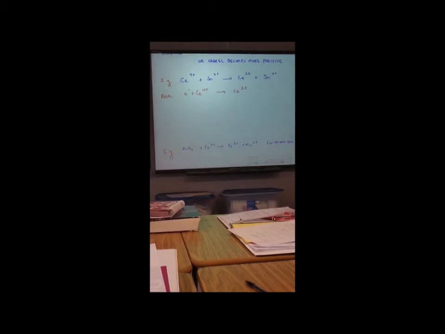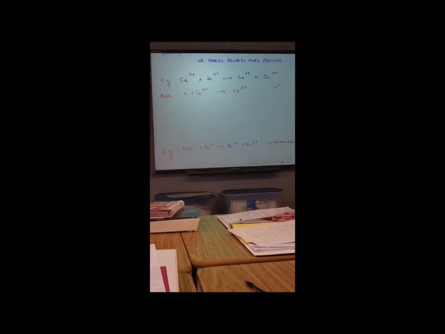And in terms of balancing that half reaction, now it's balanced. If I add up the total charges on the reactant side, what do I get? Plus 3. And then on the product side, it's also plus 3. And I have the same number of cerium ions on both sides. Okay, so I'm done with that for right now.